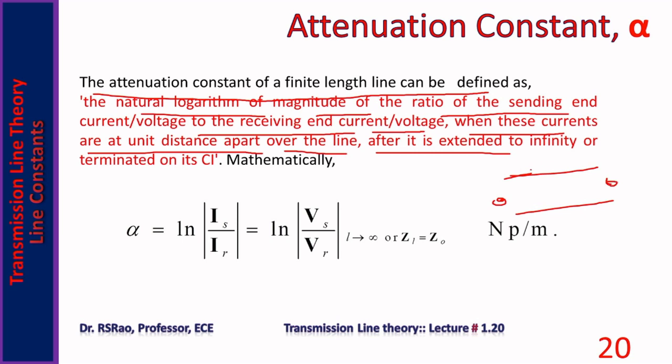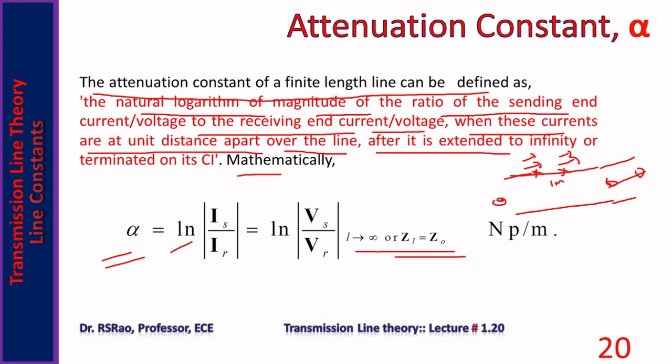Over the line, you can consider a point and another point, 1 meter apart, unit distance apart. Now the line is in working condition, so there exists a certain current here and a certain current here also, and a certain voltage here and a certain voltage here also. Let us call the voltage and current here VS, IS, and here VR, IR. Before taking the measurements of currents and voltages, extend the line to infinity. Now consider IS, VS, IR, VR. By definition, alpha is the natural logarithm of IS by IR, or the natural logarithm of VS by VR.